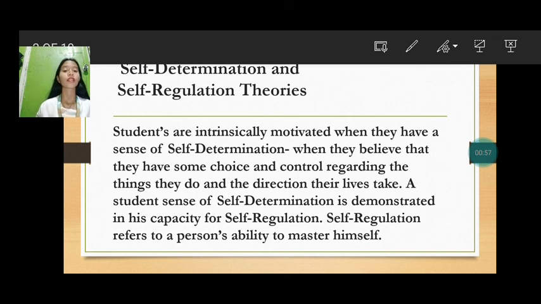So self-determination is when the student is self-centered in choosing their own good and working toward each goal of life.